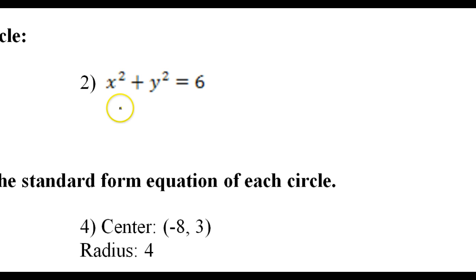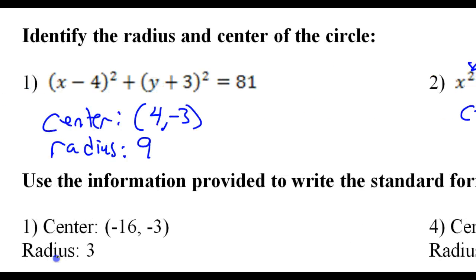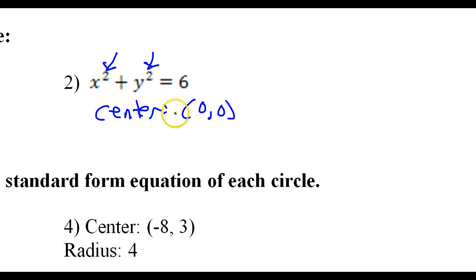Looking at number 2, the center is just going to be 0, 0. You see it's just x squared and y squared. There's nothing being added or subtracted like on the previous problem. That's how you know it will just be 0, 0. The radius is just going to be the square root of 6. All right, it's nothing more we can do with that.